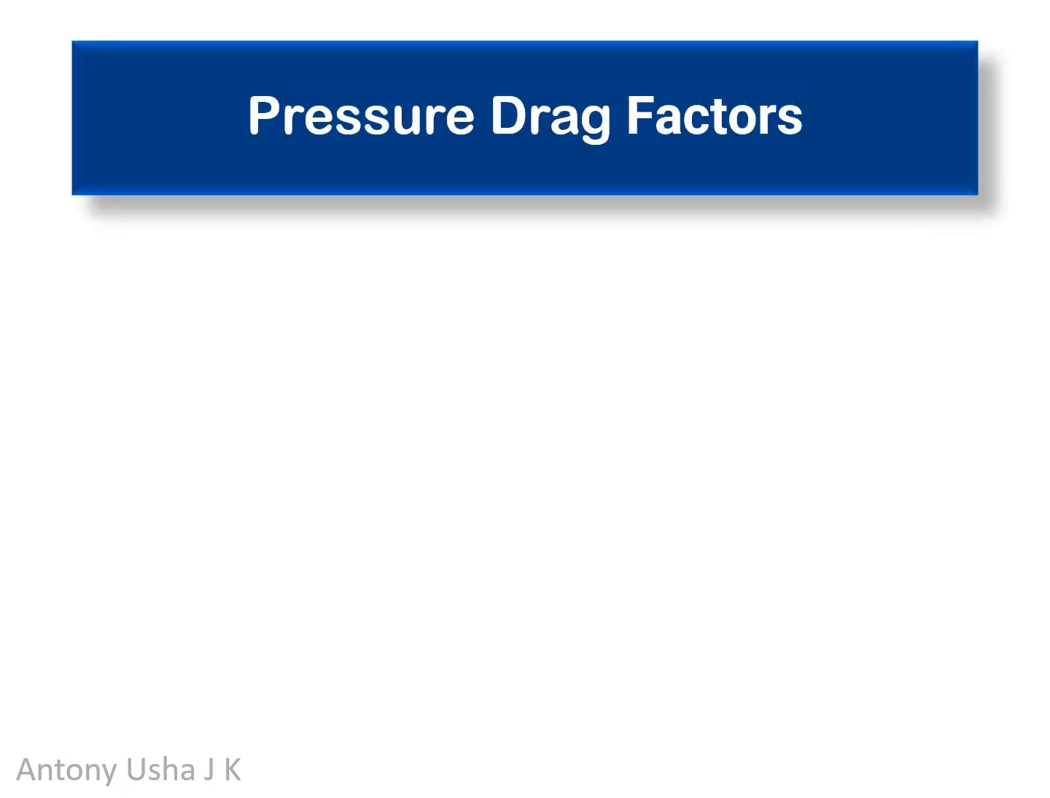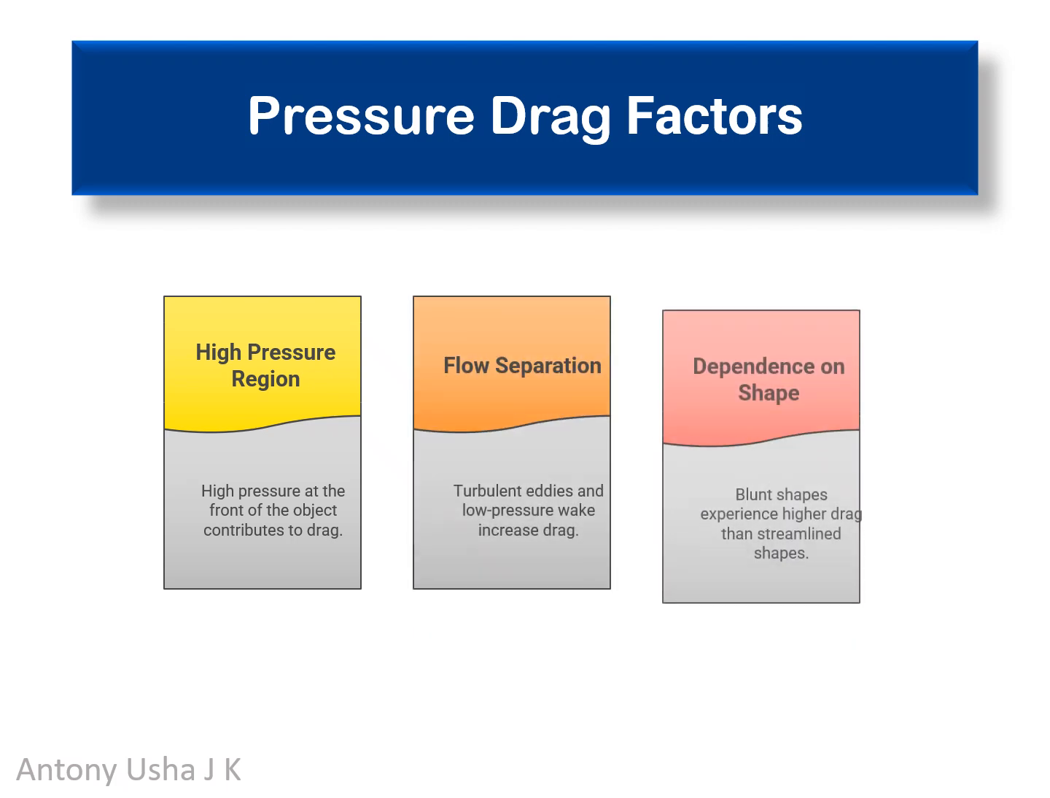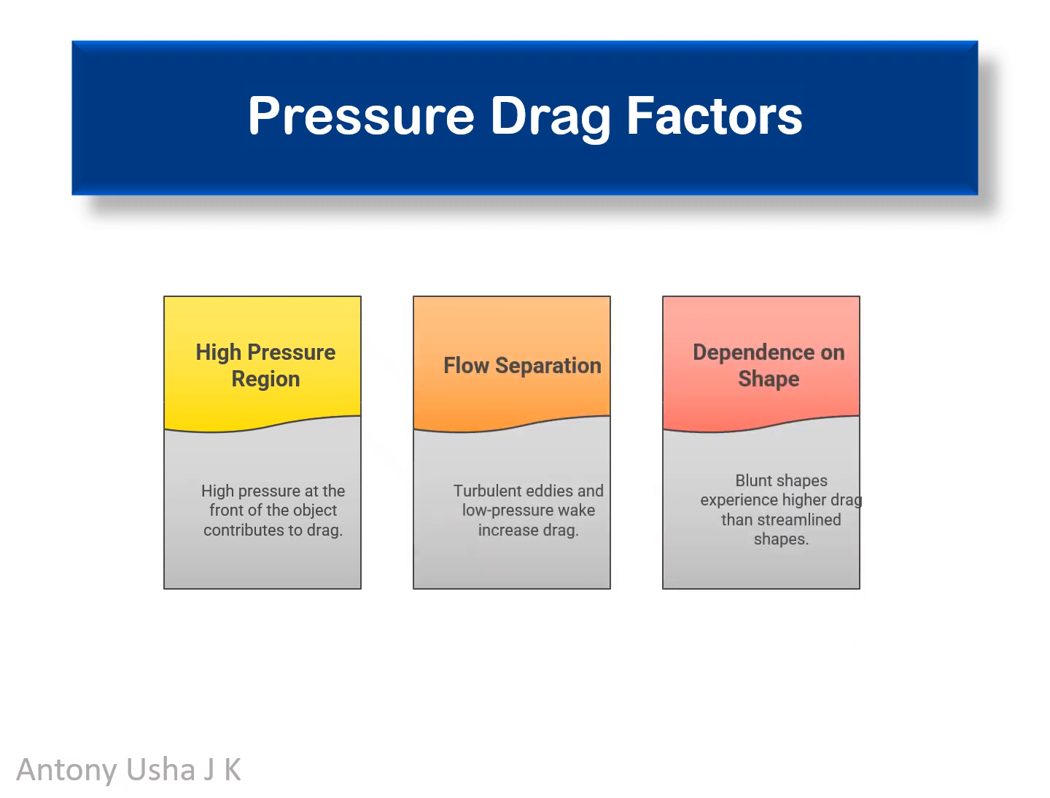Pressure drag factors. Pressure drag is a major component of total aerodynamic drag and is influenced by three key factors. First, high pressure region, second, flow separation, and the third is dependence on shape. First, the high pressure region. At the front of a moving object, air piles up and creates a high pressure zone. This pressure resists motion and contributes significantly to drag.